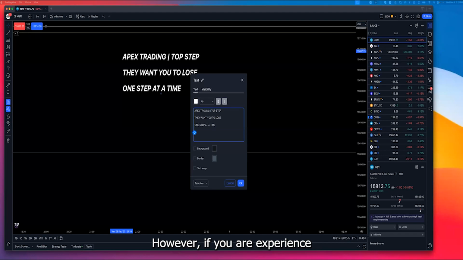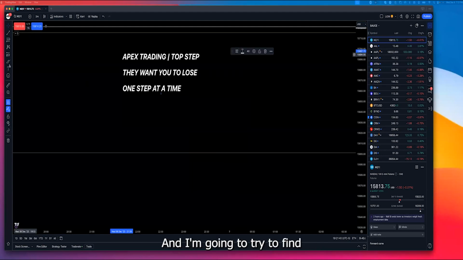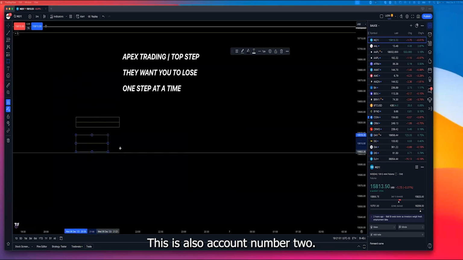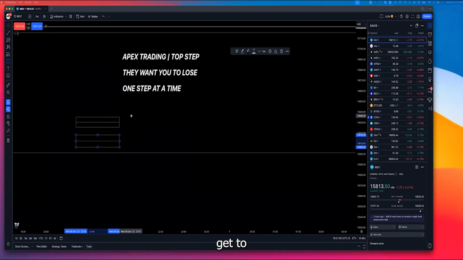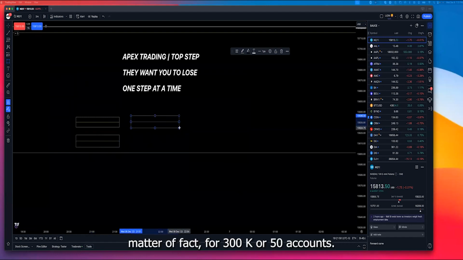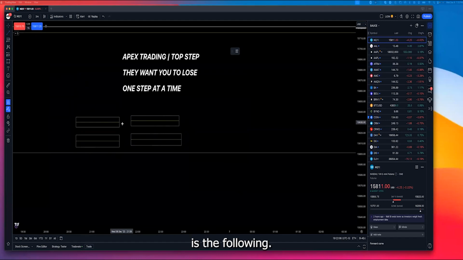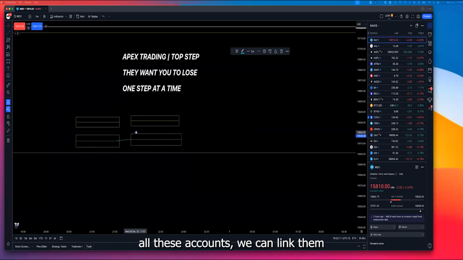However, if you are experienced, something you can do is this. Let's say this is account number 1, and this is account number 2. Let's say, you know what? 90% off. Let's get, matter of fact, 4 300K or 50K accounts, right? The great thing about Tradovate and NinjaTrader is that we can link all these accounts. We can link them and basically have one master account that you're trading from.